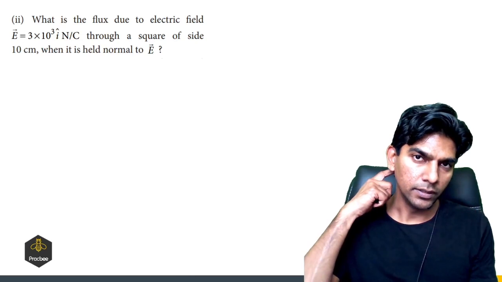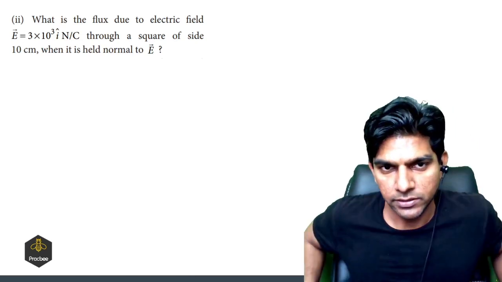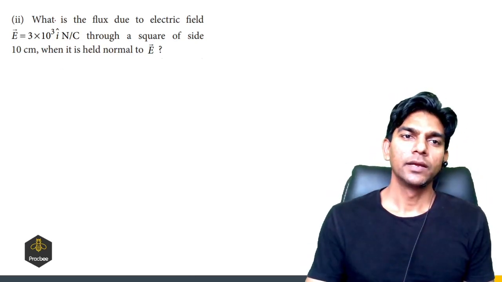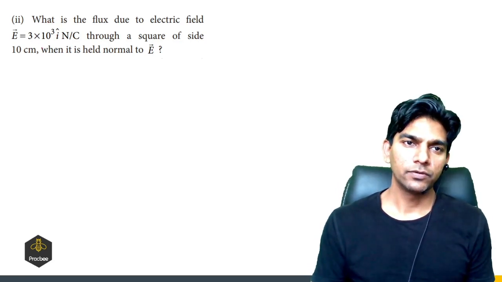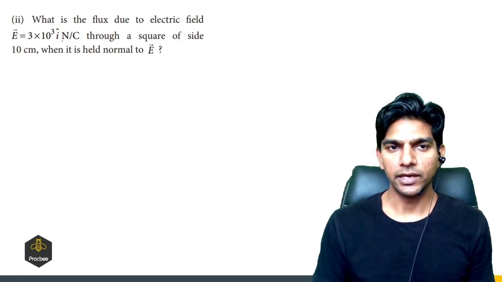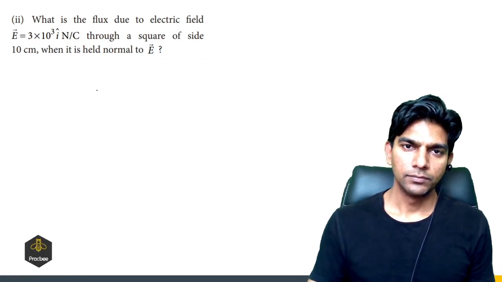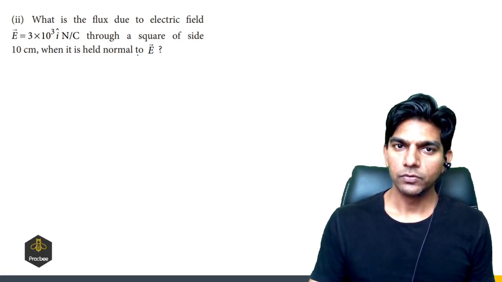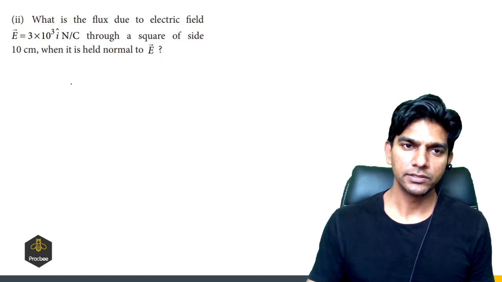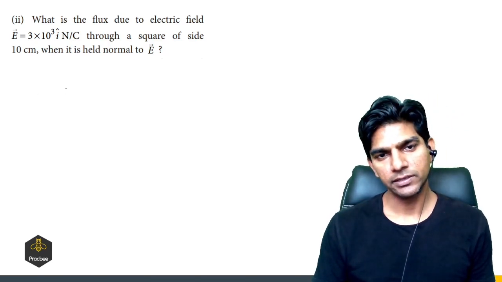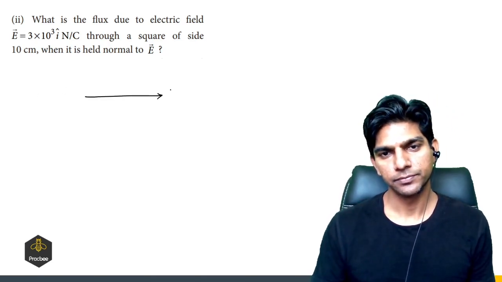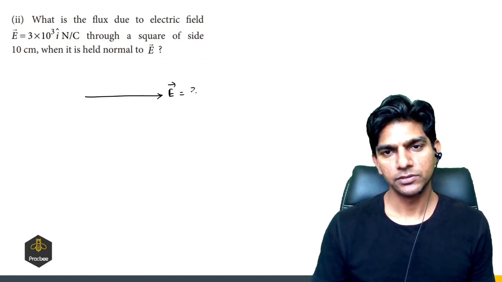Now let us see some illustrations, so you'll be able to understand the concept more clearly. So what is the flux due to an electric field, which is 3 into 10 raised to 3 i cap, through a square of side 10 centimeter, which is held normal to the electric field? So there is an electric field, that is the electric field is pointing in the right direction, which is 3 into 10 raised to 3 i cap.